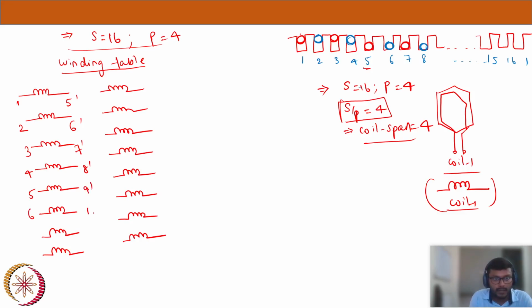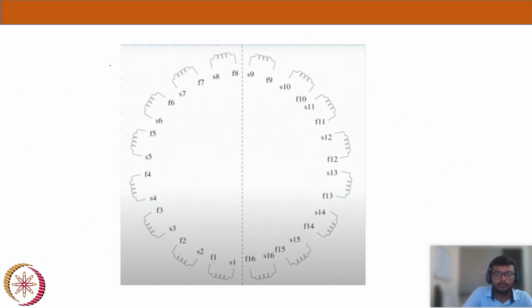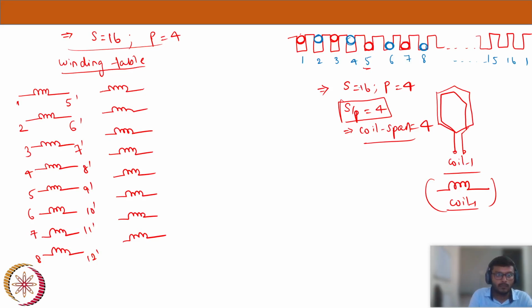6th coil will end at 10th slot. 7th coil will end at 11th slot. 8th coil will end at 12th slot. So 9th coil will end at 13th slot. 10th coil 14th slot. 11th coil 15th slot.